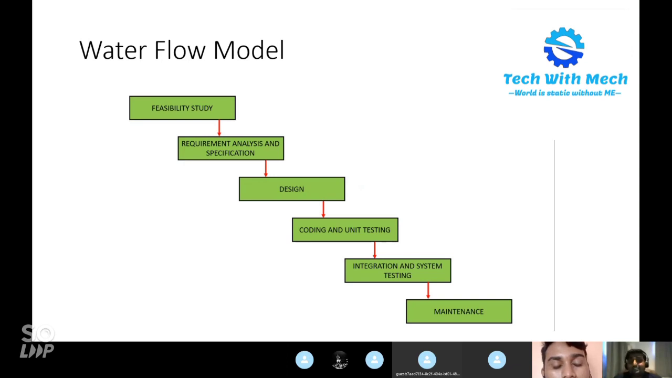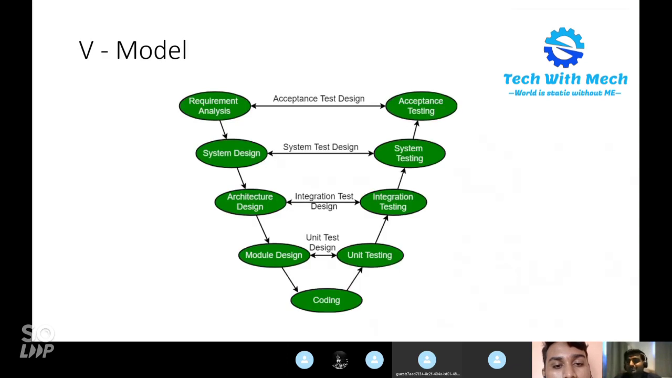After this, a new model came in, which is the V model. It actually follows a similar structure to the waterfall. If you see on the left side, it's almost the same, but the naming convention is different. It follows the same flow, but parallelly on your right side, you have the testing strategies too.